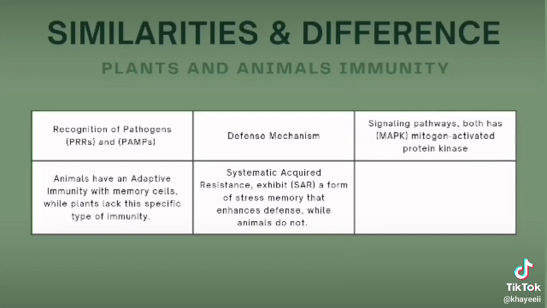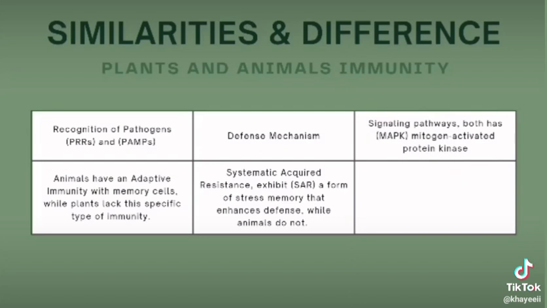Instead, plants rely on systemic acquired resistance, which is the SAR. This is like a stress memory that makes the whole plant stronger after it's been attacked. Animals don't have SAR because their memory works differently through their adaptive immunity.